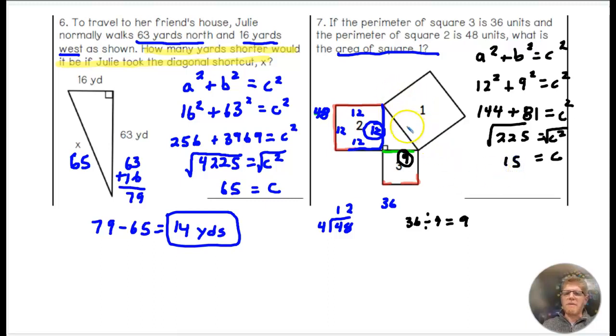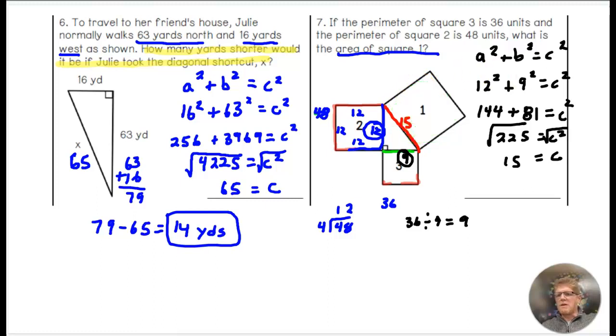So what does that mean? Well, that means that this side right here is 15. And I want to know what is the area of square 1. So I don't just want to know this side. I want to know the area. I want to know about all the space that fills this guy up in here.